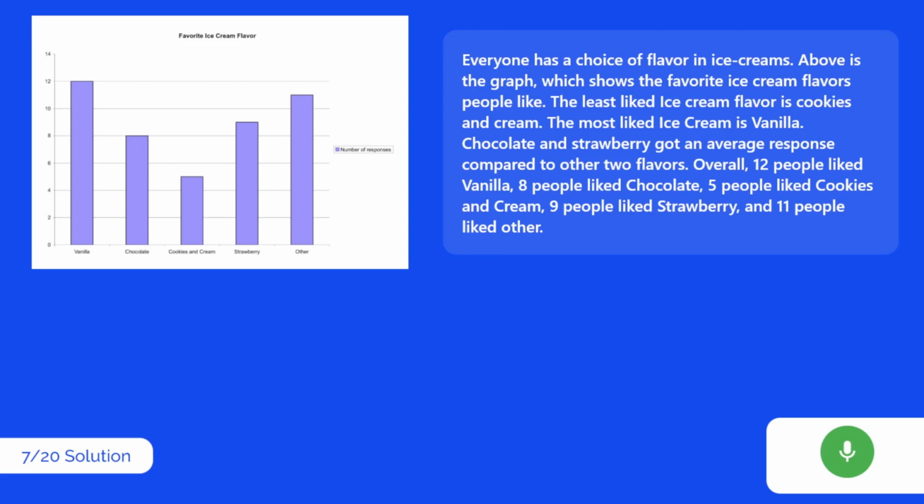Overall, 12 people liked vanilla, 8 people liked chocolate, 5 people liked cookies and cream, 9 people liked strawberry, and 11 people liked other.